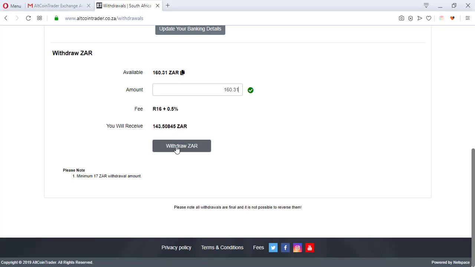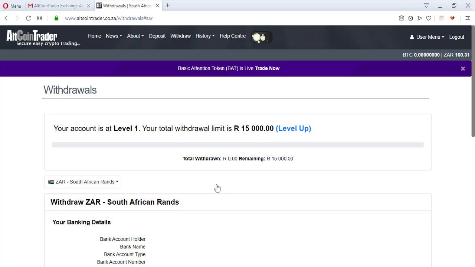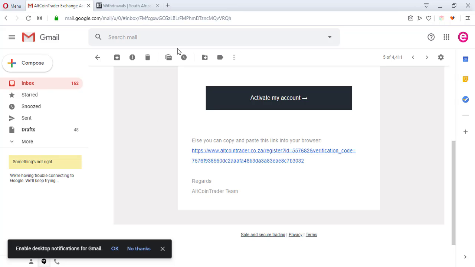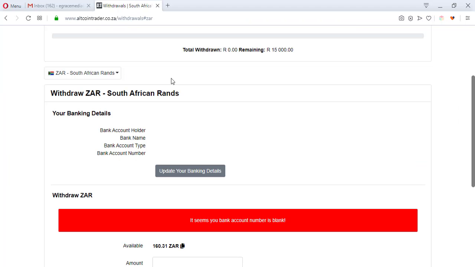Okay, so if I click on withdraw right now, it will ask me, do you want to make this withdrawal? If I say okay, because it doesn't have a bank account, it won't go through, but if I had a bank account, it would say that the withdrawal has been processed. So what you have to do now is go into your email and click on the link. Then if you approve, you'll just wait to get the money into your account. So that's pretty much how you withdraw money into your bank account. It's very simple and it's very quick.